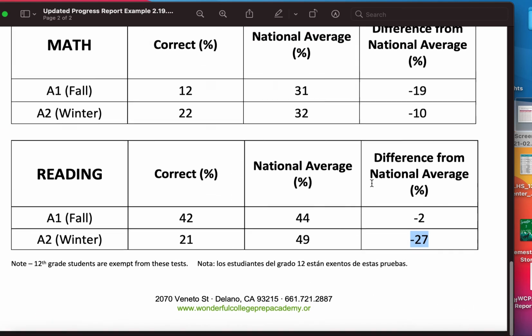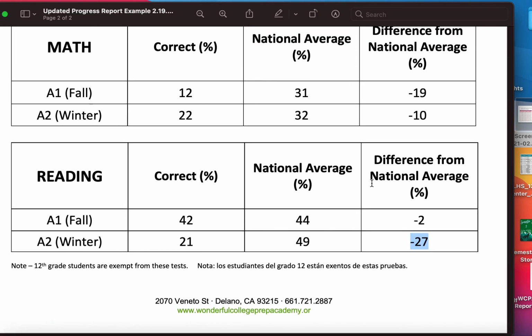And you can use the other videos that I'm going to link here about how to look at the MAP and NWEA performance to help you better inform yourself as a parent and working with your child.